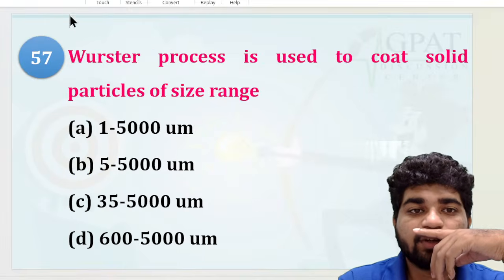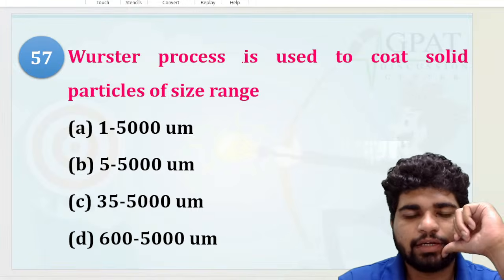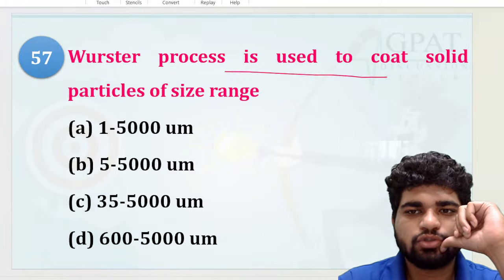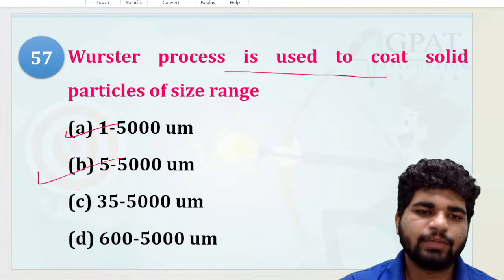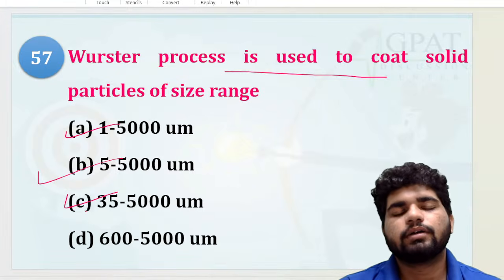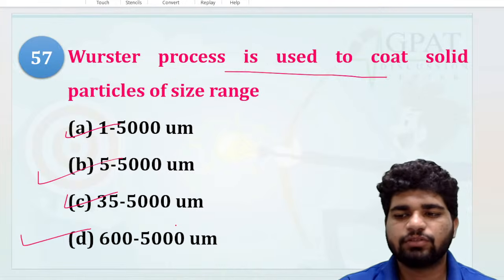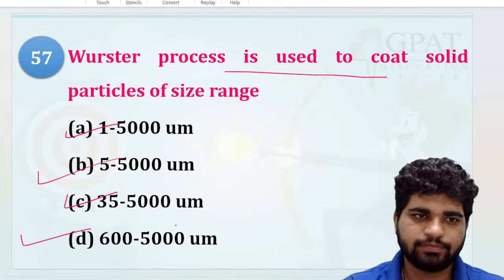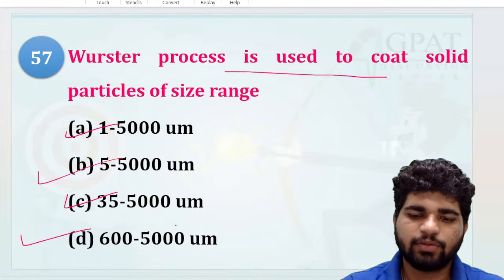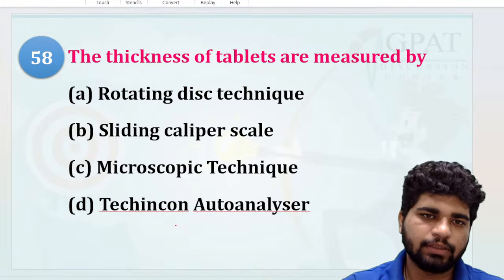Wurster process. Okay, Wurster process is also known as air coating, right? It is used to coat solid particles of size range 1 to 5,000 micrometers, 5 to 5,000 micrometers, 35 to 5,000 micrometers, or 600 to 5,000 micrometers. Wurster process would be 35 to 5,000 micrometers, right?